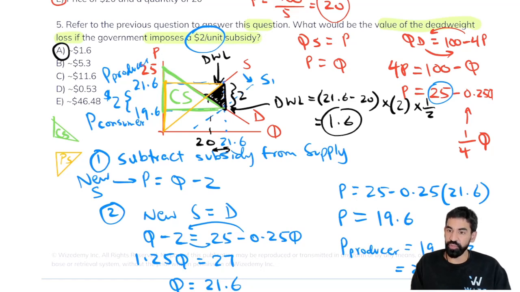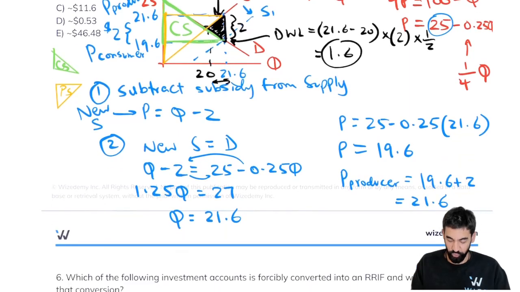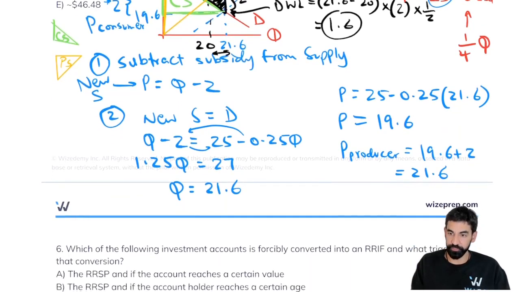And what's the cost of government? You don't need to see that on the graph, but the cost of government is basically just $2 per unit times the quantity of 21.6 units. The government is paying all of this rectangle. You don't need to see it on the graph, you just think about the logic. It's $2 per unit times the new quantity. So 2 times 21.6 would be the cost of government.